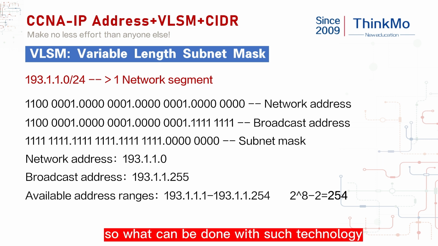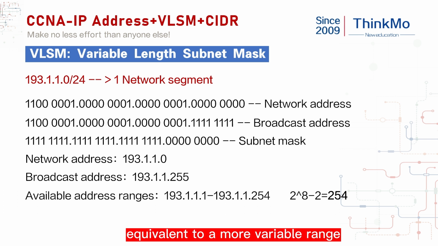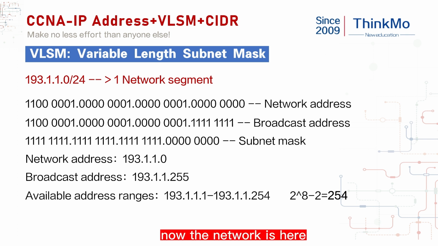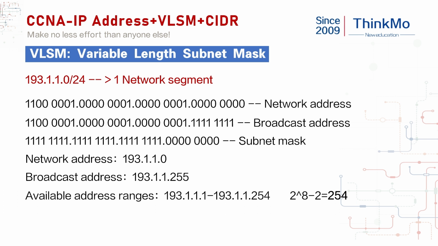So what can be done with such technology? Move back one bit. It is equivalent to a more variable range. For example, originally for our current equipment, now the network is here. If the network bit is moved one bit back, it is equivalent to the variable case multiplied by 2, because I could only control this one. The latter one has no control.